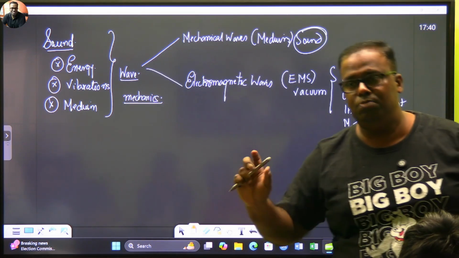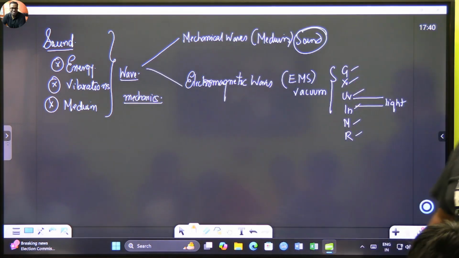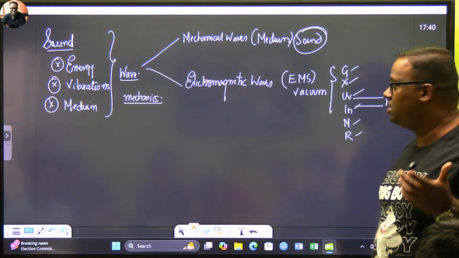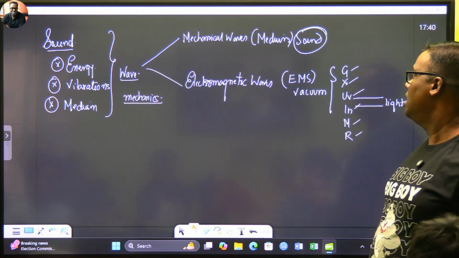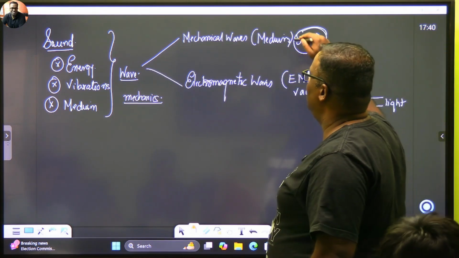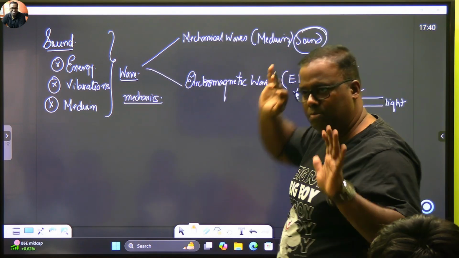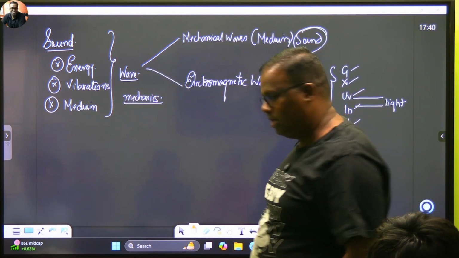All these are examples of electromagnetic waves. They do not need any medium for propagation. That's why when you are on the moon or in space, you can talk to each other using radio waves. We can use microwaves and we can talk. However, mechanical waves will always need a medium. So sound is a mechanical wave. Is that clear? Right, fine.